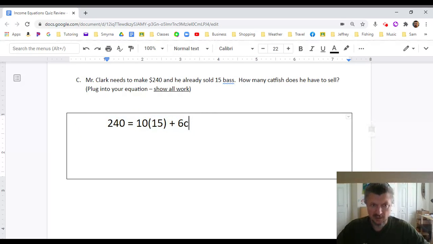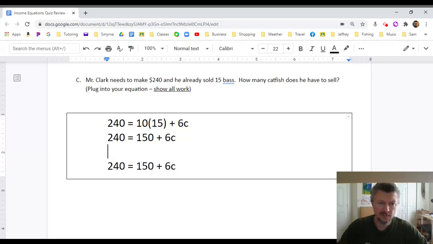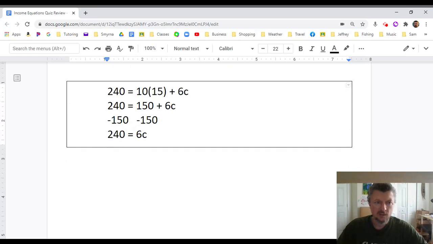So I'm going to solve this one. 10 times 15 is 150. All right, so that means I already made $150 selling bass. Okay, so now we're going to subtract 150 on both sides because I already made 150. All right, well, this 150 goes away. 150 minus 150. What's 240 minus 150? It is 90. Okay, so I need to make $90 more selling catfish.